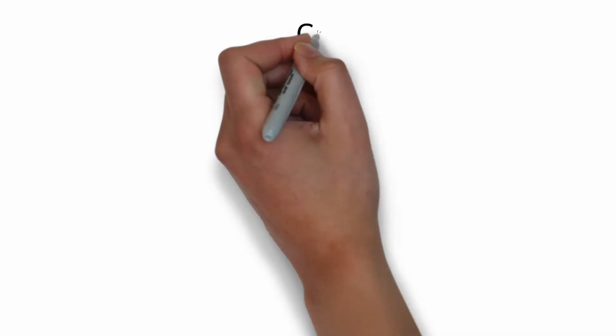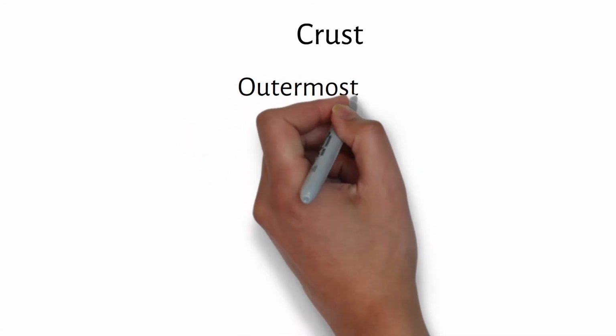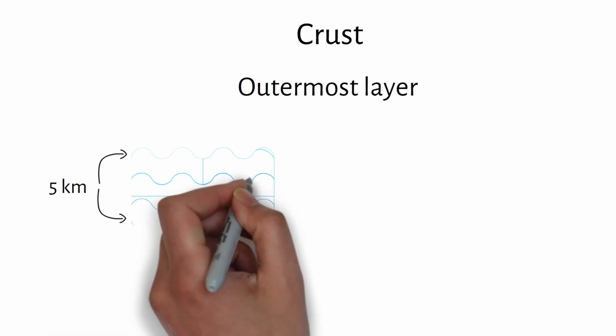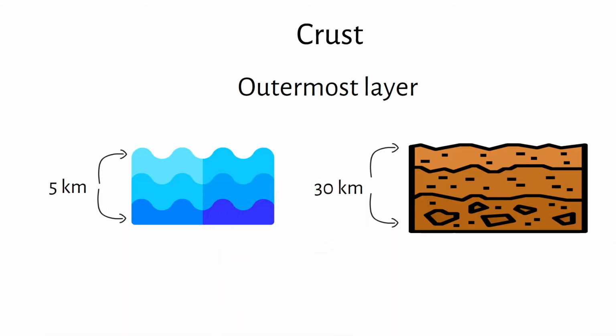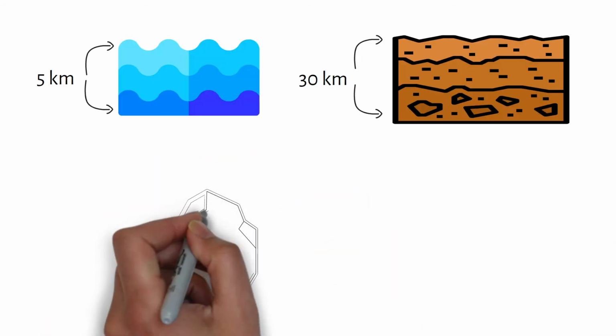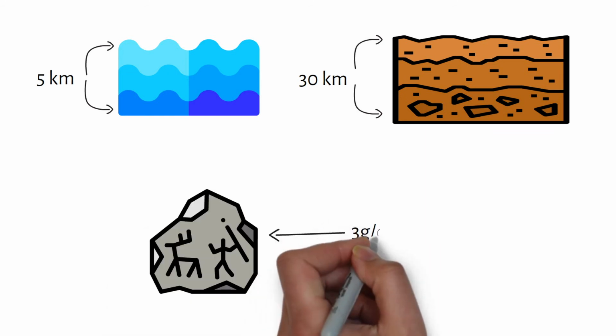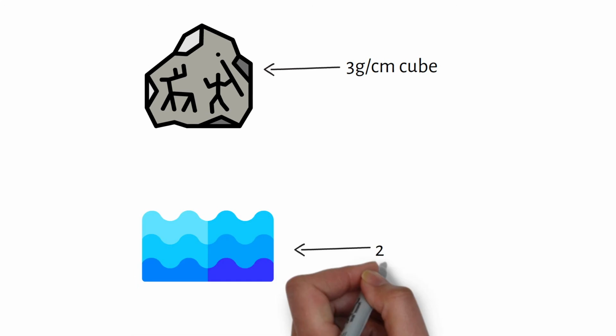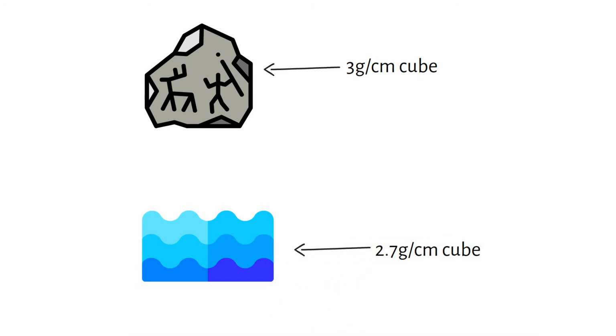Now let's break down the structure of the Earth. Crust. This is the outermost part of the Earth's surface. Thickness is about 5 km for oceanic crust and about 30 km for continental crust. The rock density is 3 grams per centimeter cube in continental area. Oceanic area density is 2.7 gram per centimeter cube.